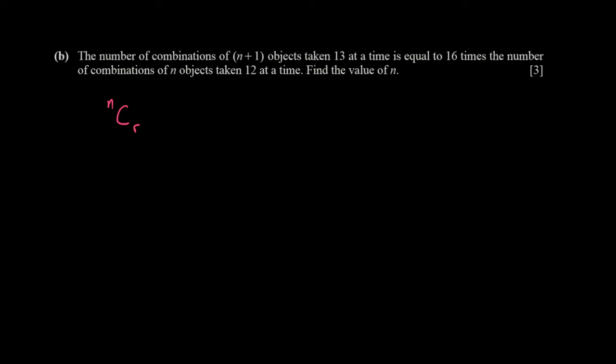So another way of saying that is you are taking the number of combinations of n objects that are taken r at a time. It's kind of the way they've expressed it here. So essentially, n plus 1 objects taken 13 at a time is n plus 1 C 13. And combinations of n objects taken 12 at a time is nC12. And what we're told is that the first is equal to 16 times the latter. So that's the first thing: understanding what the words and the phrases actually mean.